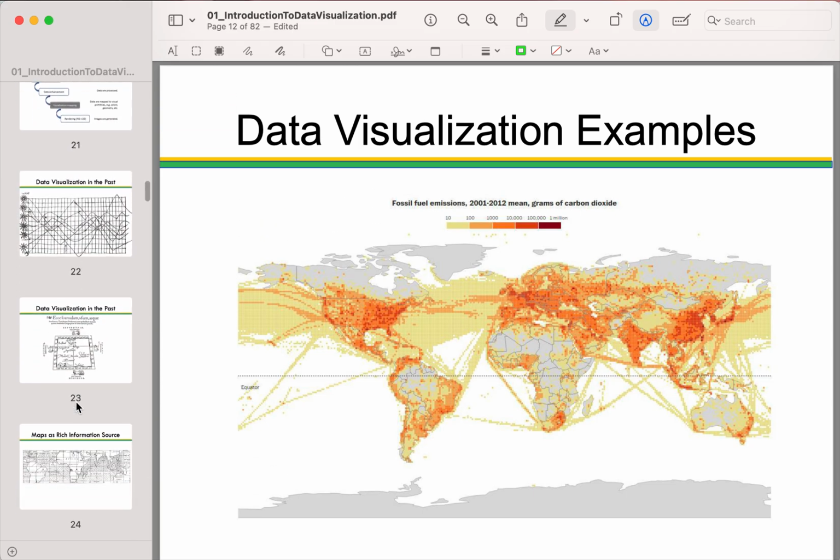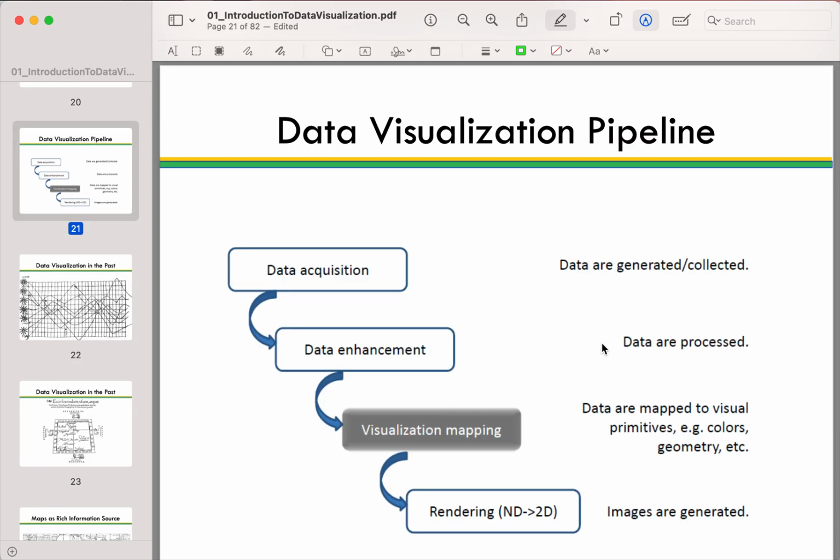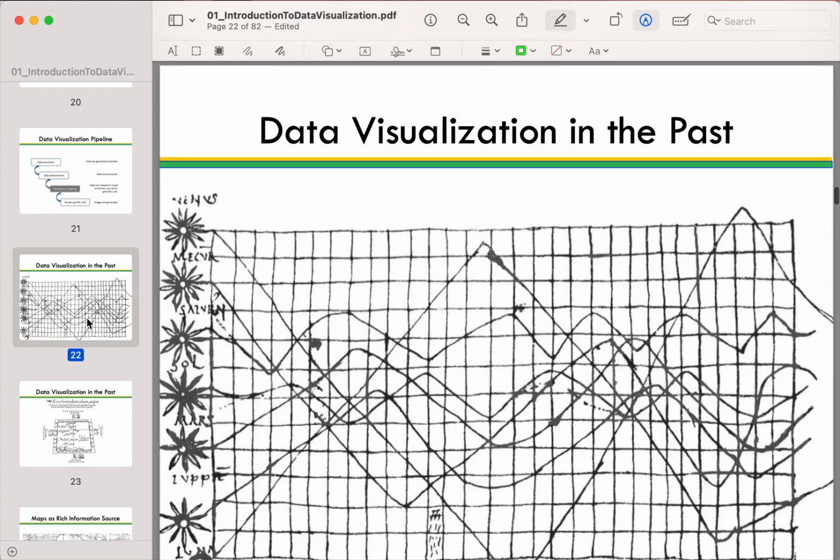Let's look at a few more visualization examples. We could have a visualization in the form of a flow chart or a pipeline. This would show a process that is being followed. For example, collection of the data, pre-processing or cleaning of the data, mapping of the data in order to create a visualization, and the actual displaying of the visualization or image onto the screen.